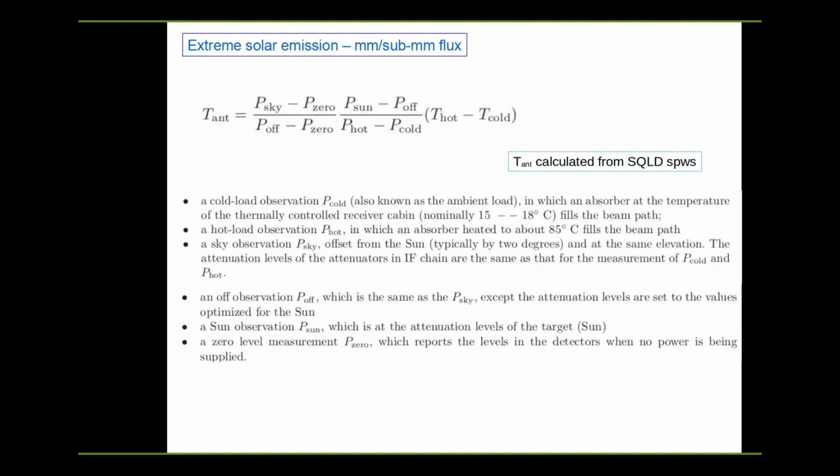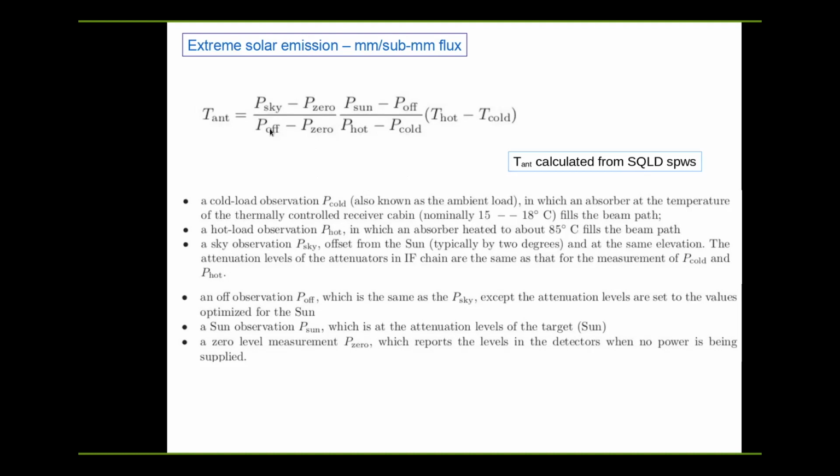Then you have here these SPVs with channel averages and water vapor radiometer spectral window, and there are also SPVs for these square law detectors. And from them, we can basically calculate this antenna temperature. So it is always that we are observing nothing, like dark current. Then we observe sky, which is the atmosphere outside of the sun.